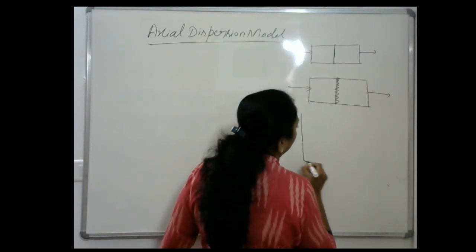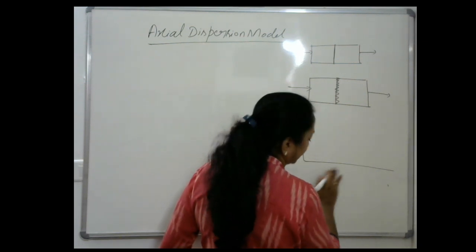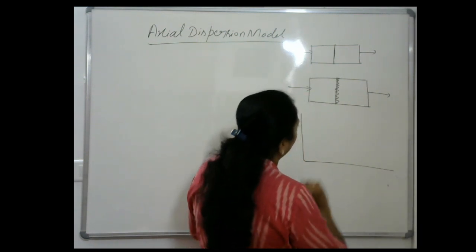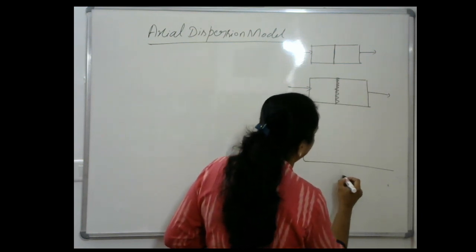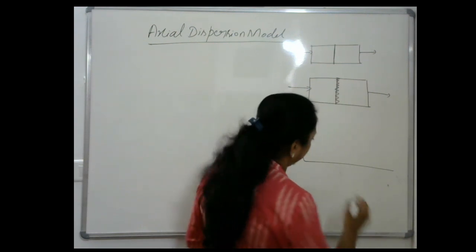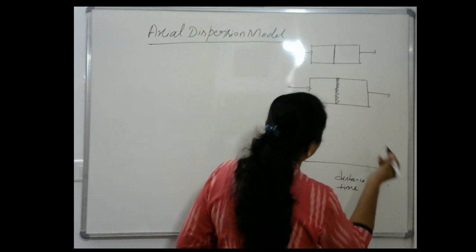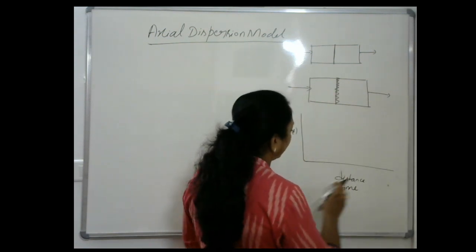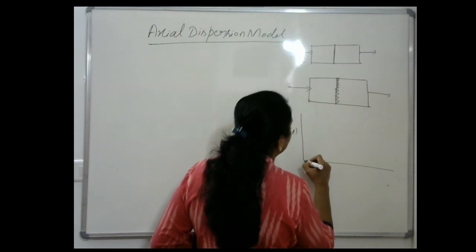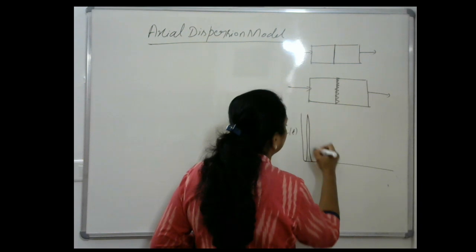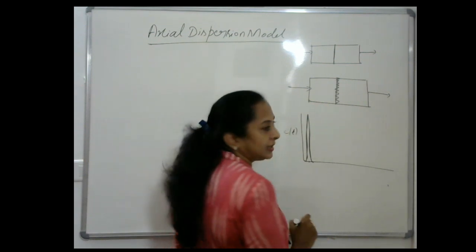Now I'll try to plot the concentration versus distance along the length, and time also. So at the inlet, at time t equal to 0, it's just a pulse input, the ideal condition.